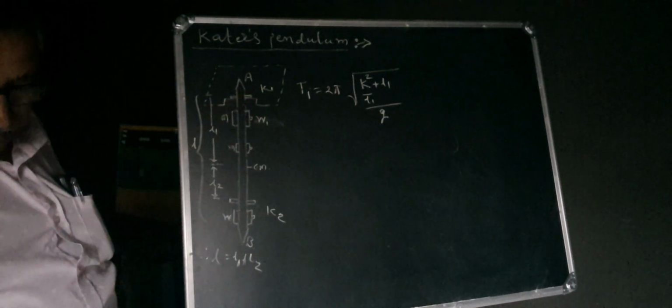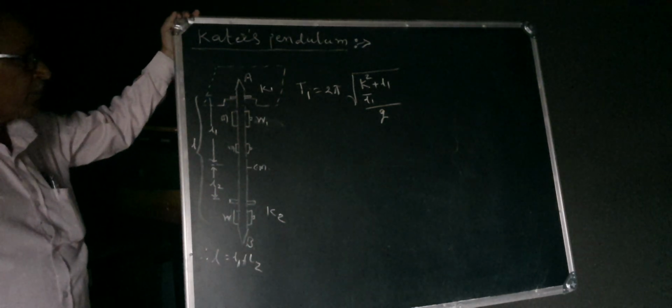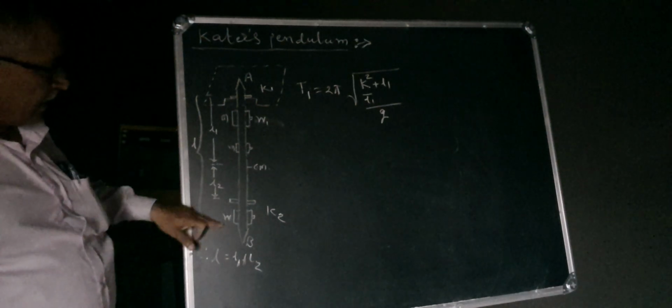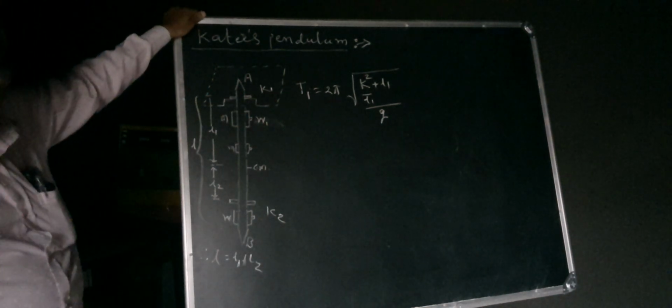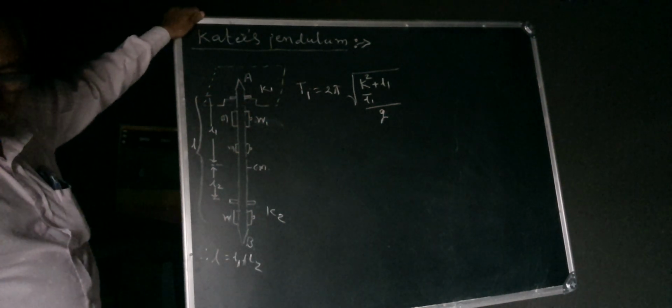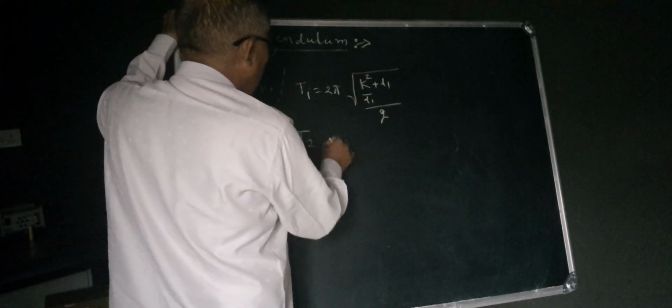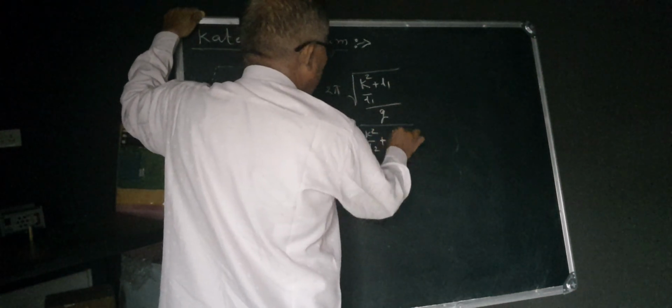Now, if this pendulum is inverted and suspended at K2, and its time period is calculated, suppose it equals T2. T2 equals 2 pi under root of (k square plus L2 square) upon L2 g. Suppose this is equation number 1 and this is equation number 2.